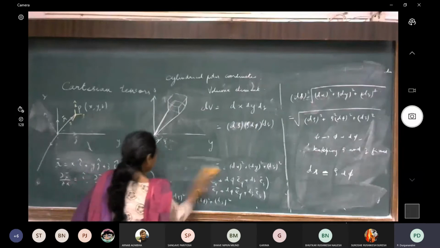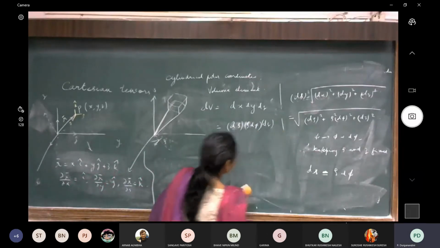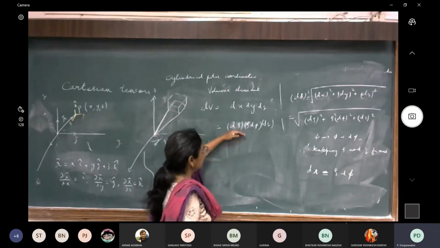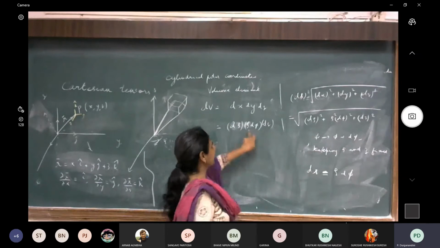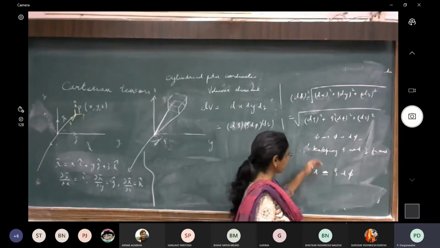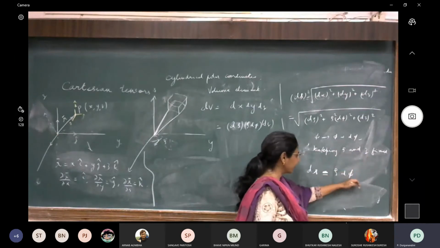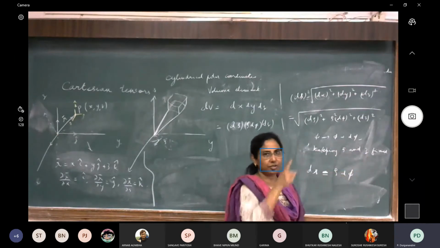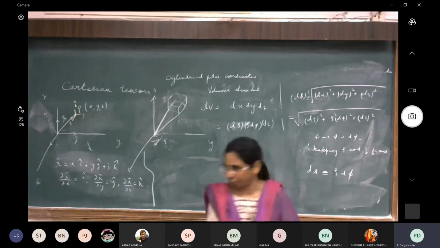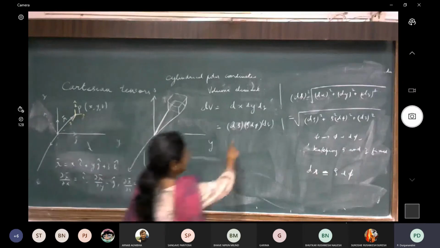So again, when I go from Cartesian to cylindrical polar coordinates, the volume element is not simply d rho d phi dz, but it's getting multiplied by this rho. Similarly, the infinitesimal displacement keeping two of the coordinates fixed is not simply d phi. I'm increasing along the direction phi, but it gets multiplied by this factor rho.